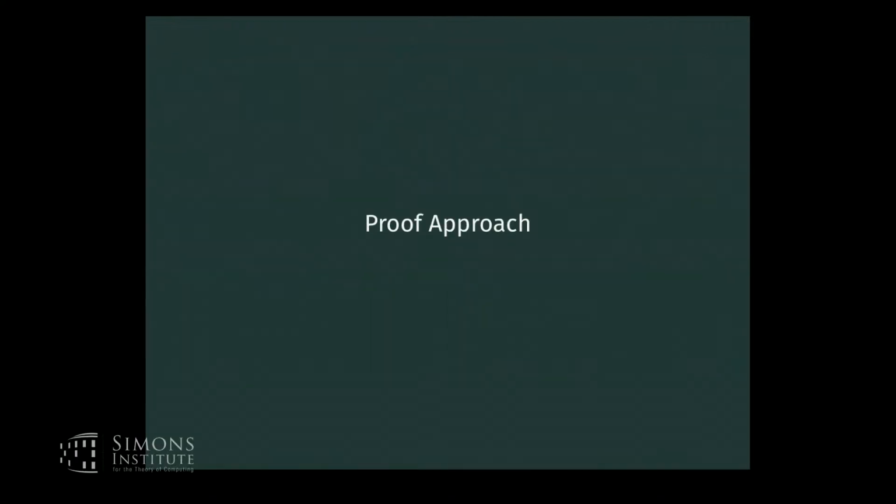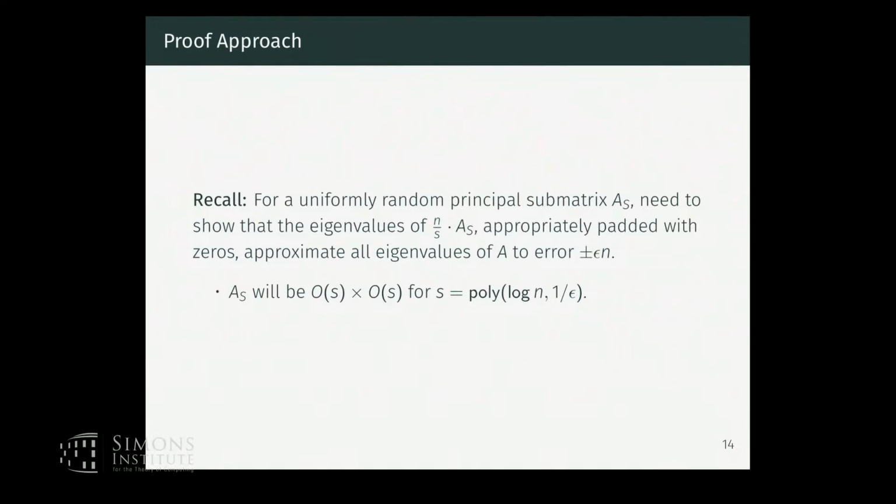All right, cool. So with that, that's the context. That's the results. I'll go briefly into the proof approach. I have till 12:30, right? Okay. So just recall, we're going to have a uniformly random principal submatrix. We want to show that if I scale that matrix appropriately, then the eigenvalues of this, appropriately padded with zeros, approximate the eigenvalues of the original matrix. And we want to show that the sample size can be polylog n over epsilon. I'm going to get worse polynomial factors in the talk than I do in the paper because the ideas are the same. I'm not going to optimize them.